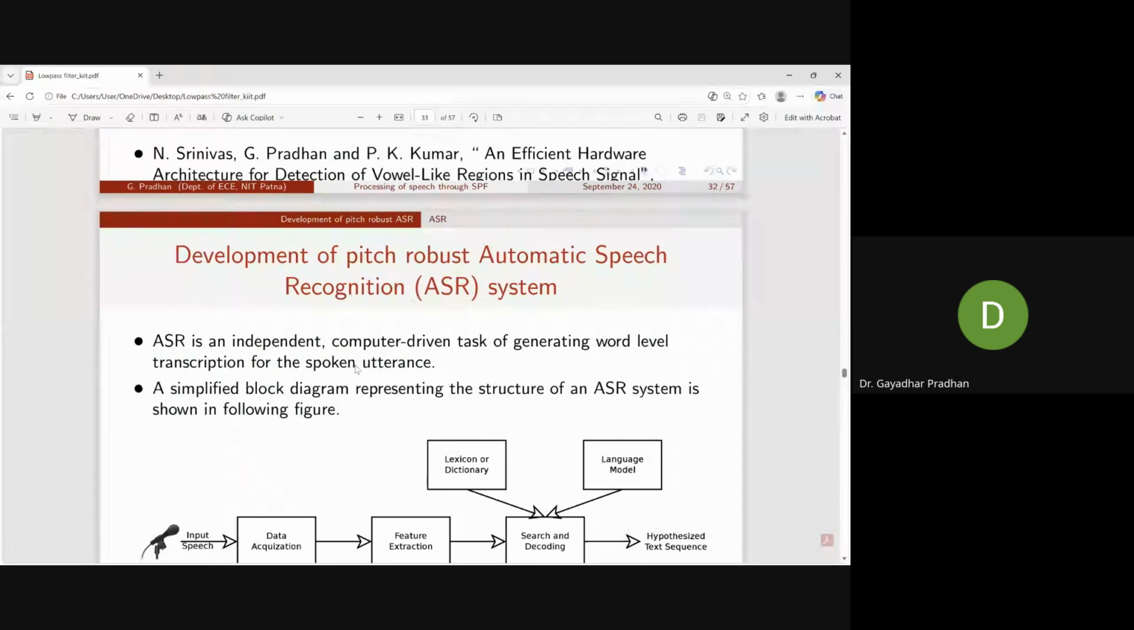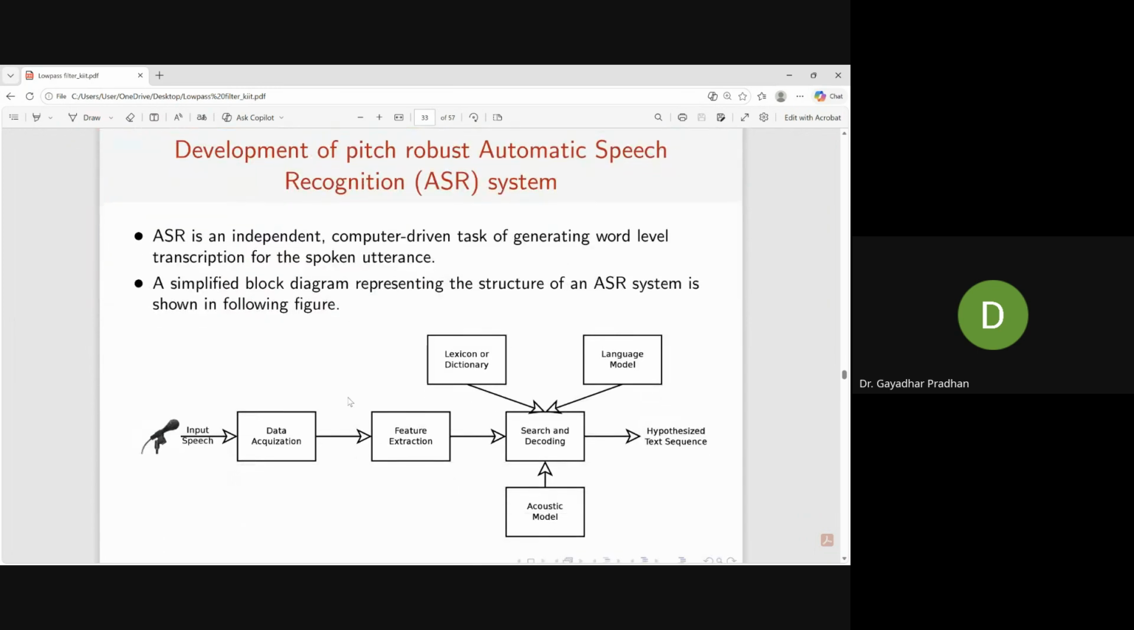There are many applications we have done. Okay, so next we will go to the ASR system. What is my objective in the ASR system? My objective is I have to remove the noise or the pitch variations.